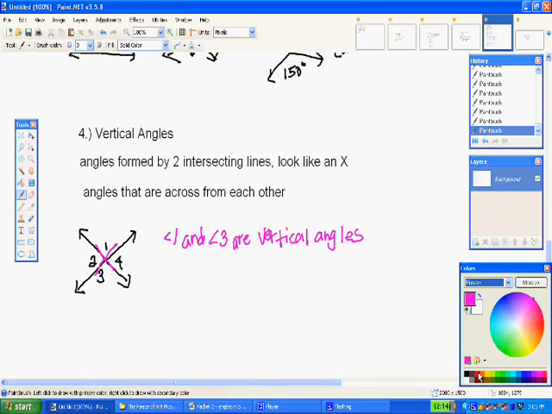And likewise, angle 2 right here and angle 4 are across from each other and create like this X. So angle 2 and angle 4 are also vertical angles.